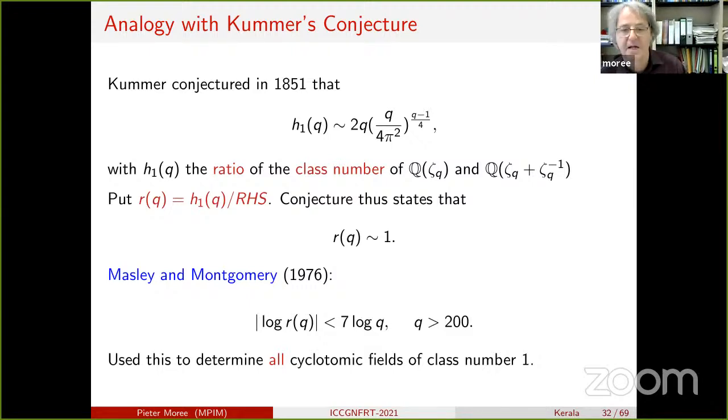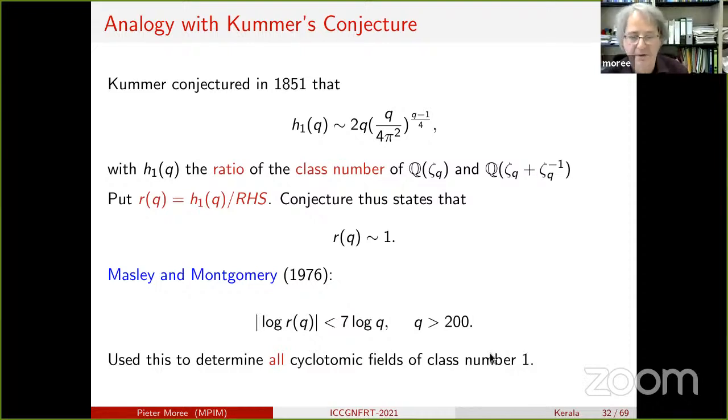Since you're interested in class groups and so on, I thought maybe I will say something about Kummer's conjecture, which is very closely related to all of this. You look at the ratio of the class number of Q(zeta_q) and its maximal real subfield. And Kummer conjectured that it should go in this way asymptotically. So it's a very simple function of q. Therefore, it makes sense to look at the ratio R_q of this ratio of class numbers versus this simple function, which is the right-hand side here. I just look at the quotient here. This should tend to 1.